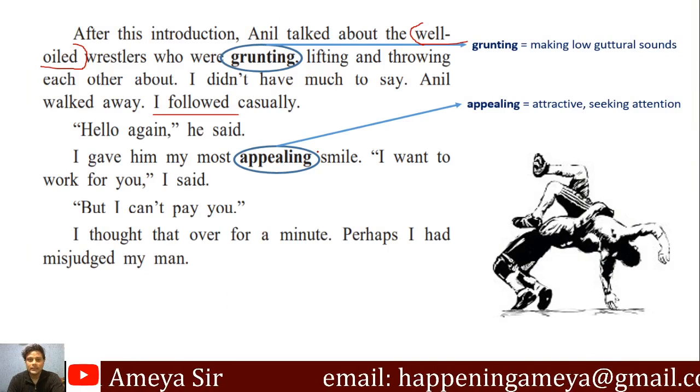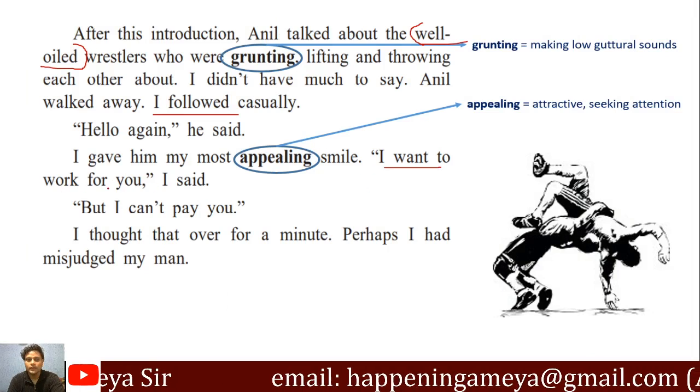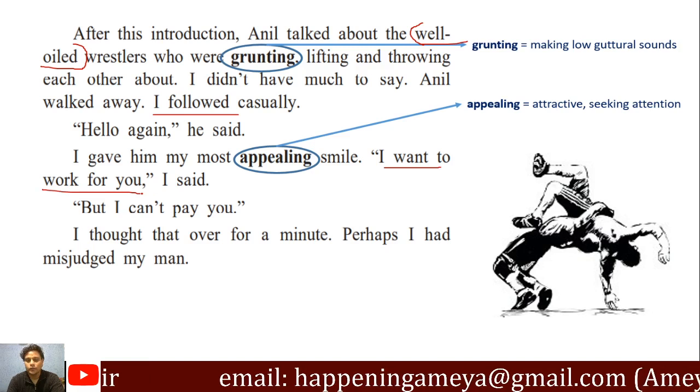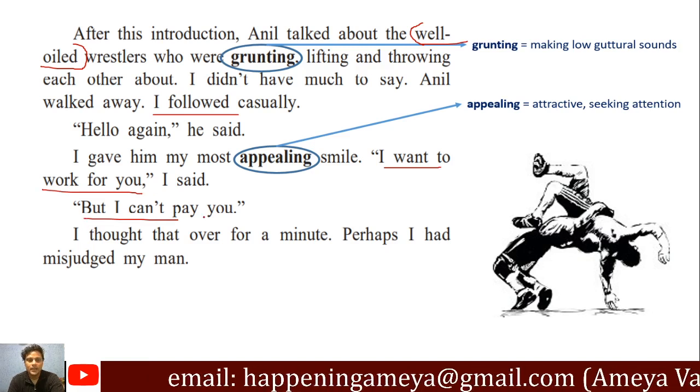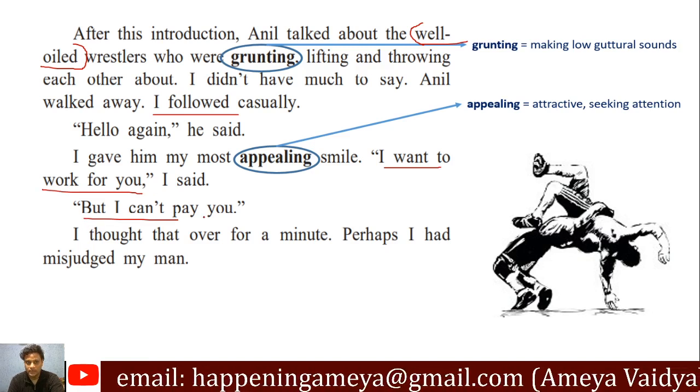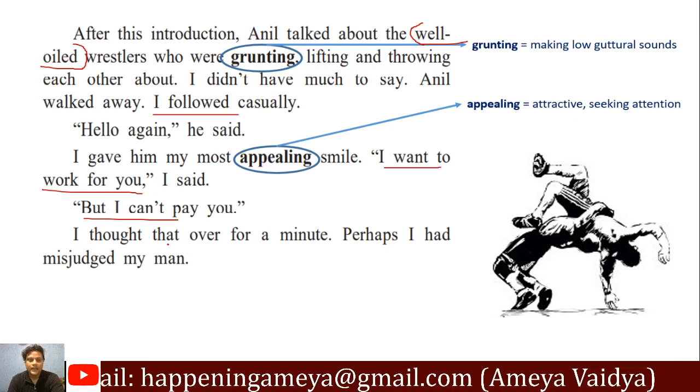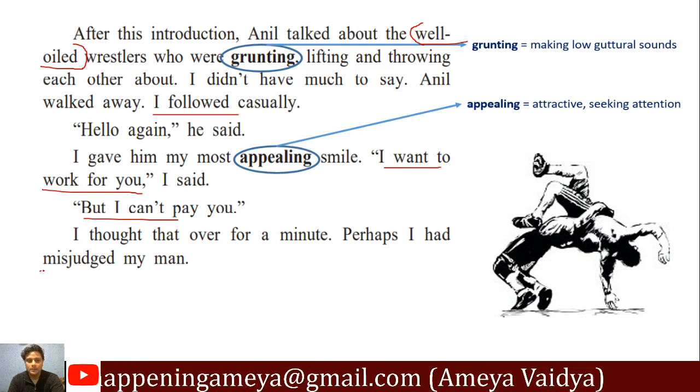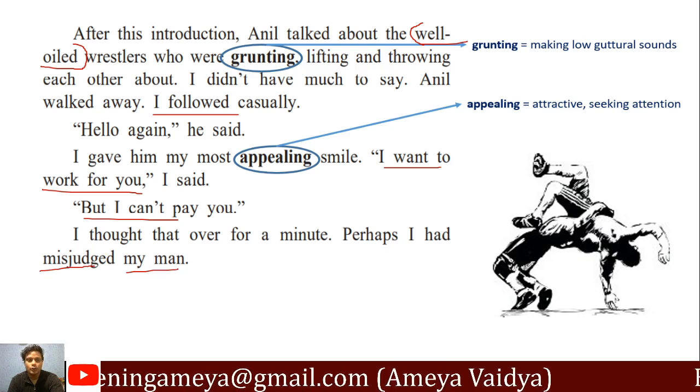So most appealing smile. I want to work for you. So the boy is telling Anil that I want to work for you. Now Anil says, but I can't pay you. So I'm not that rich to hire somebody. I can't pay you, he says. I thought that over for a minute. Perhaps I had misjudged my man. So now the 15-year-old boy thinks that maybe I have miscalculated. Well, I thought this guy had some money, was an easy victim for me. But it doesn't look like it, maybe I misjudged him. He says he has no money to pay me any salary. Maybe wrong calculation on my part.